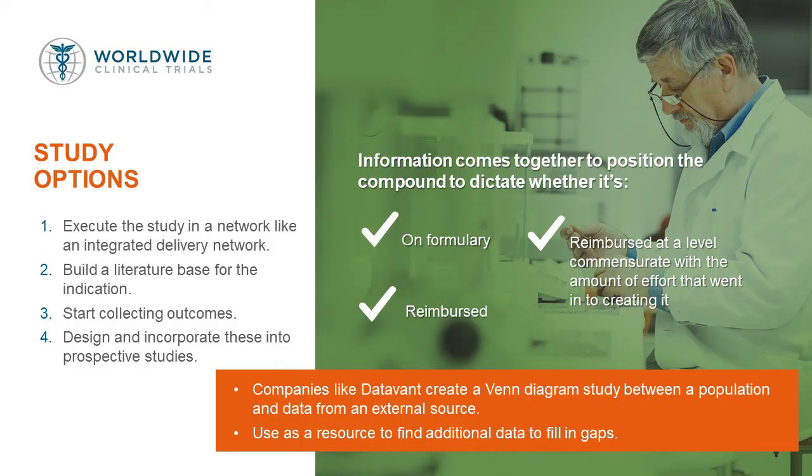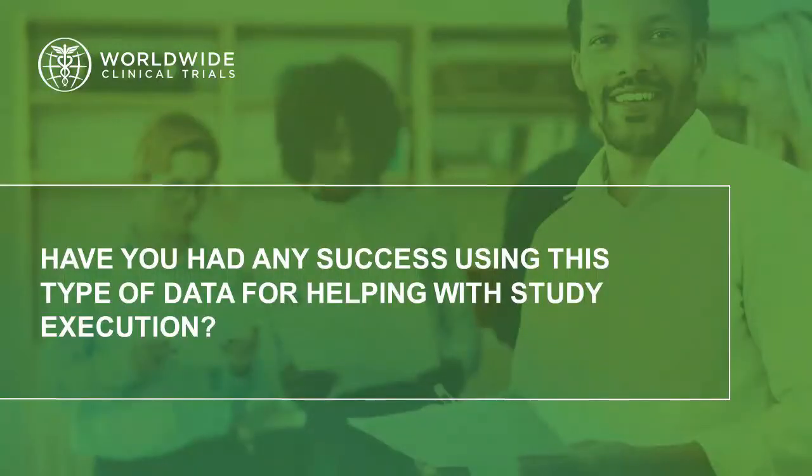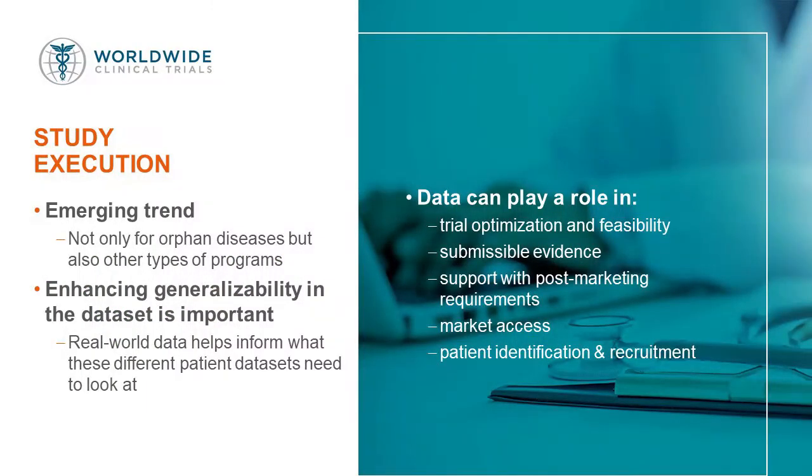Let's talk successes a little bit. Have any of you had success when it comes to using this type of data for helping with study execution? Well, the short answer is it depends on the level of its use. I've had a great deal of success using claims data as a good anecdote in Fragile X syndrome. So I am a journal editor that deals with this topic quite frequently, not how to get drugs approved, but how to get them access.